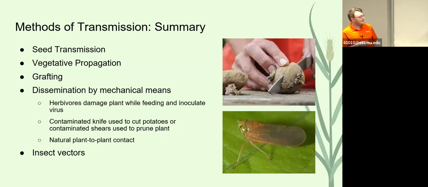And then grafting is when, with some fruit trees like apples, you can take branches off of one tree and put them into another tree. Well, if you take an infected branch off of one tree and put it into another tree, now that tree's infected. So you have to be careful which branches you're moving, right? If it's infected, leave it behind.